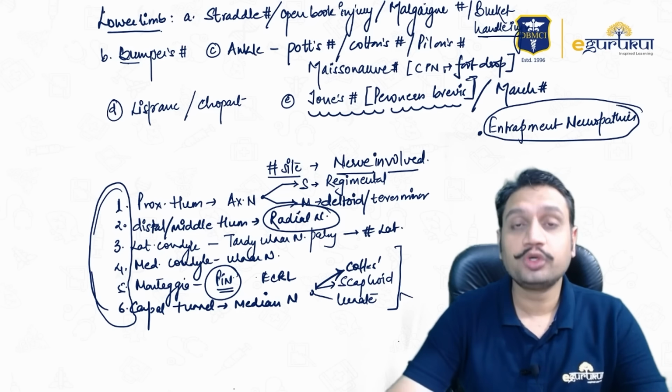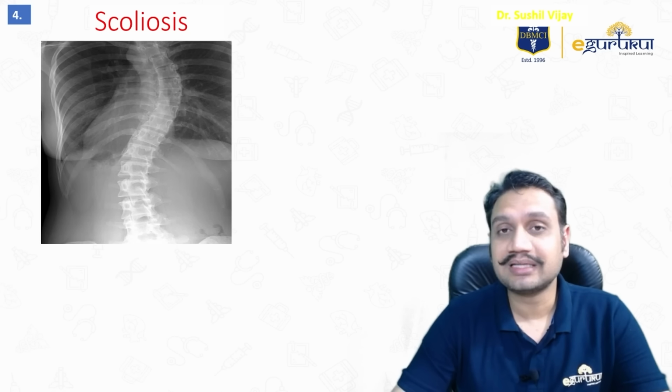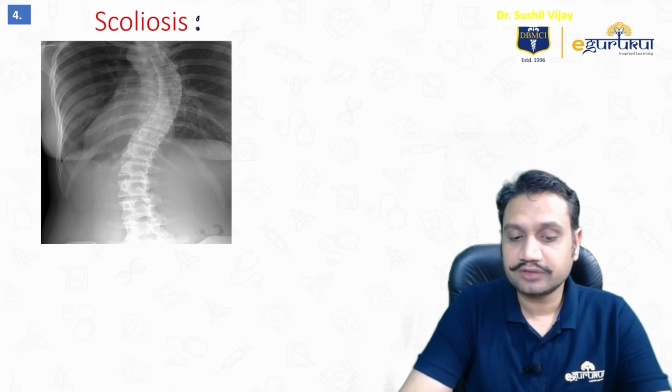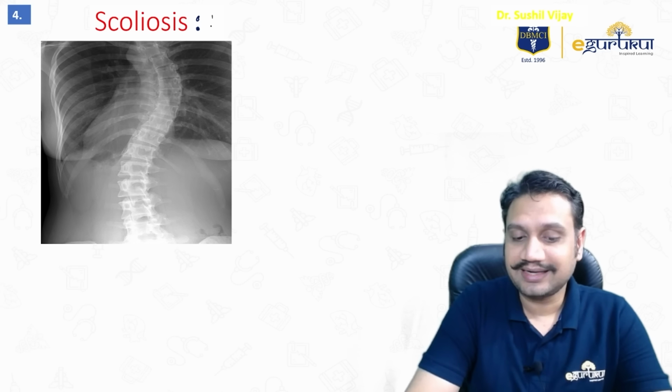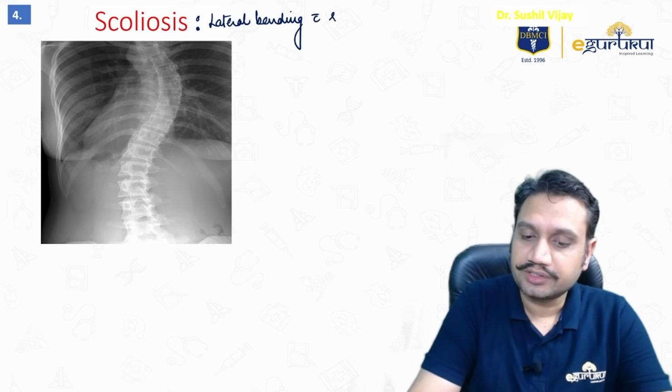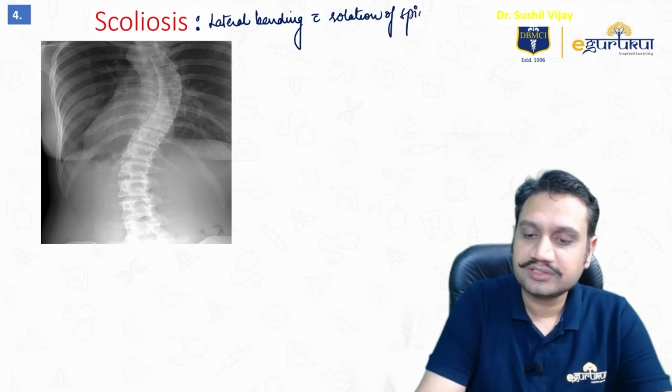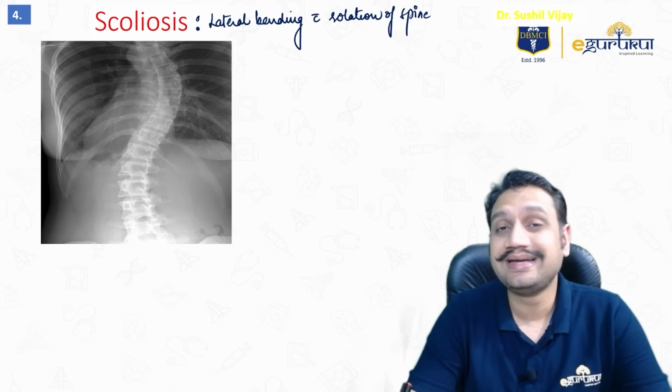Next one I have for you is scoliosis. Scoliosis has again been one of the most important topics which has been repeated again and again. What exactly is scoliosis? It is a lateral bending of the spine, but that's an incomplete definition. It is lateral bending with rotation of the spine. Remember that, okay? Lateral bending with rotation of the spine, that's what you call scoliosis, or simply of the vertebra. Instead of spine, I should say vertebra.